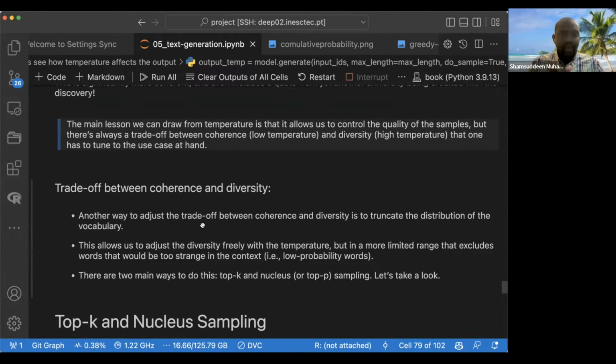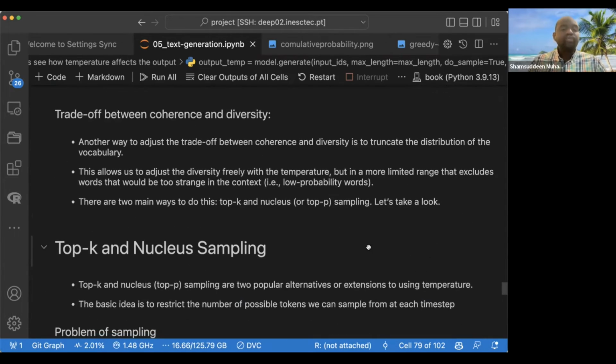To achieve this trade-off, we truncate the distribution of the vocabulary, which will be discussed as top K and nucleus sampling. What this means is that we try to truncate or remove some vocabulary from our distribution. This allows us to adjust diversity freely with temperature, but in a more limited range that excludes words that are too strange, with low probability. So there are two main approaches.